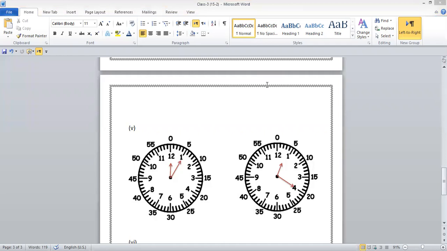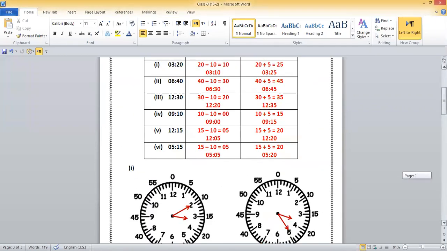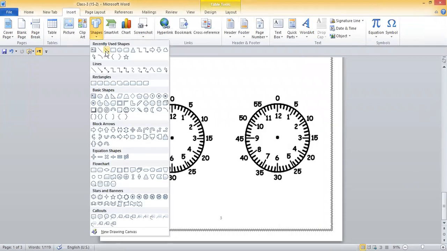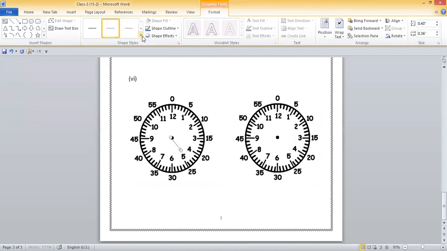Yes, sir. It's clear, sir. That's very good. Now, the last one also, I have not done it for you. I will do it for you right now. This is 5:05 and 5:20. I mean 5 past 5 and 20 past 5. So for 5 past 5, the short hand should be nearly at 5. It should be exactly nearly at the 5. And for the long hand, it should be exactly at the 1.